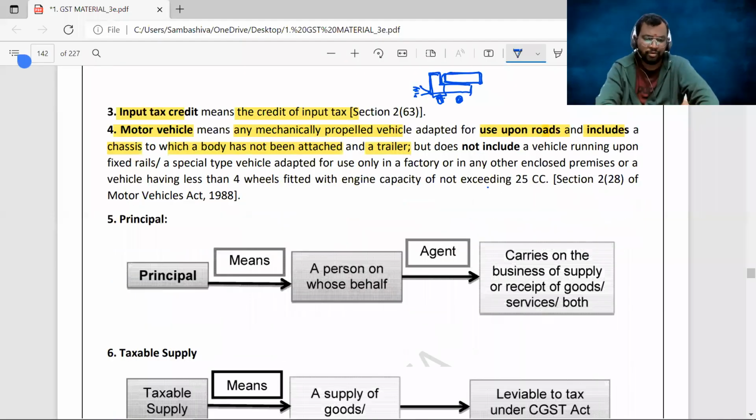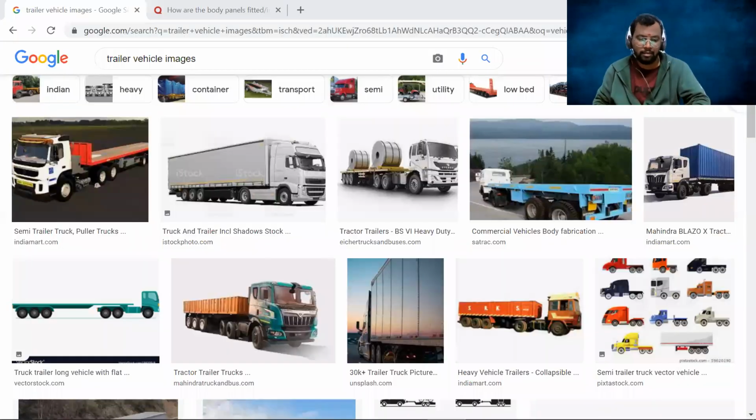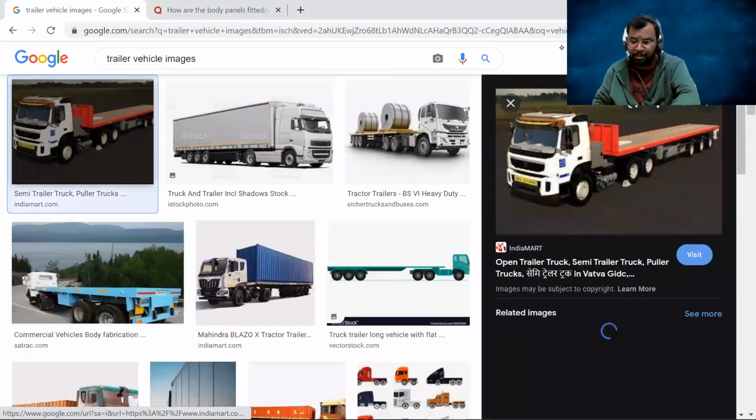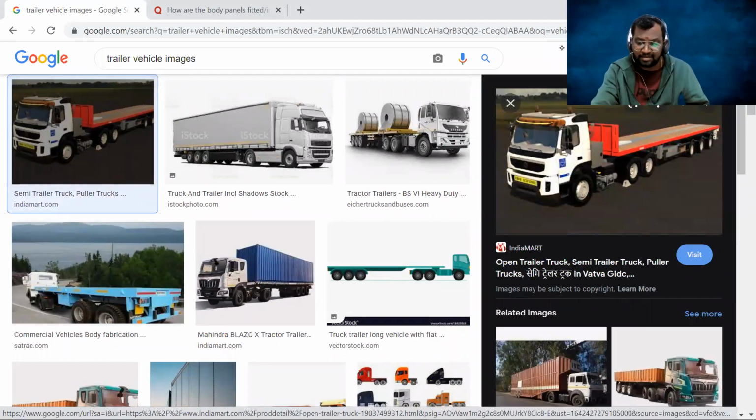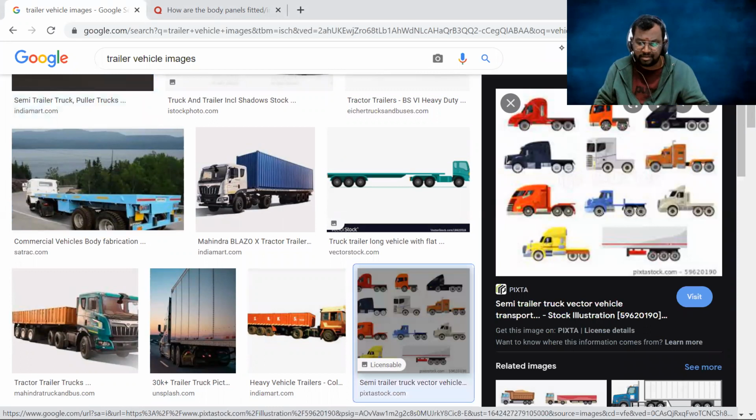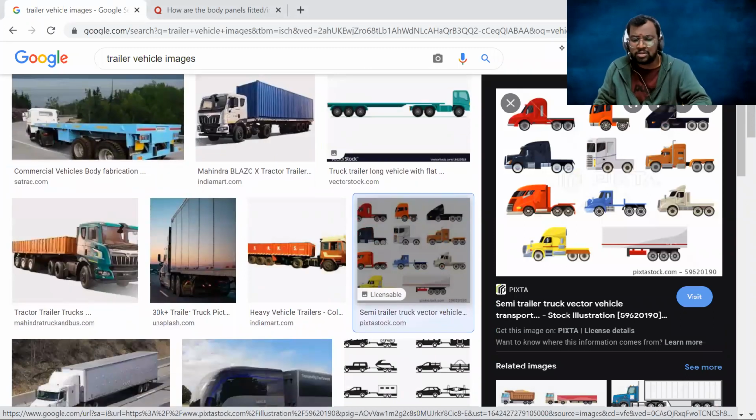So it also includes, you can see, it also includes a trailer. So what do you mean by the trailer then? Let me take you there. These are the images for the trailers. You can see this is a semi-trailer, open trailer truck, a semi-trailer truck, puller trucks. These are the examples, right? So you can see here, these are the semi-trailer trucks, vector vehicles, right? So even these also cover into the definition of our motor vehicles.